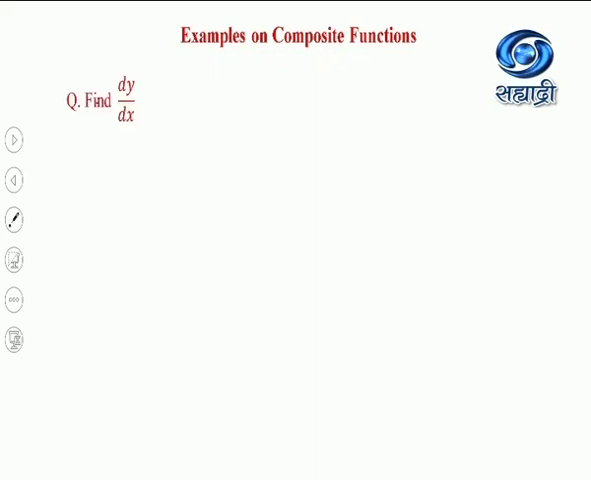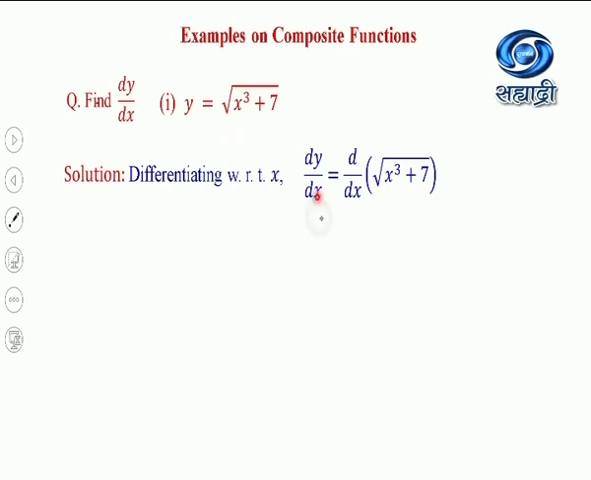Here our question is find dy by dx. Example number 1, y equal to under root x cube plus 7. Now differentiate this with respect to x, means differentiate both the sides with respect to x. So what we get? dy by dx equal to d by dx of under root x cube plus 7. Now here we consider this is u. See here, let u equal to x cube plus 7. Then y becomes root u.